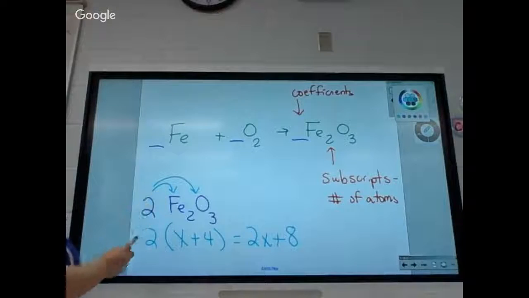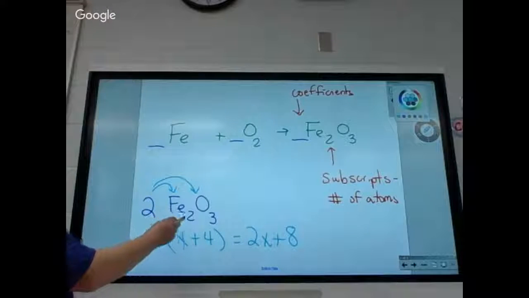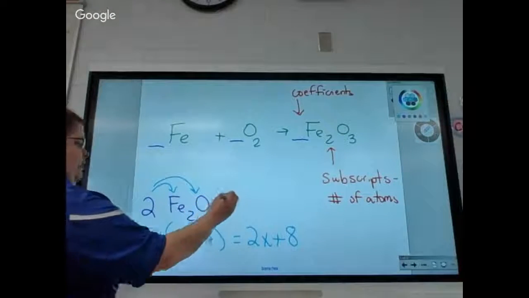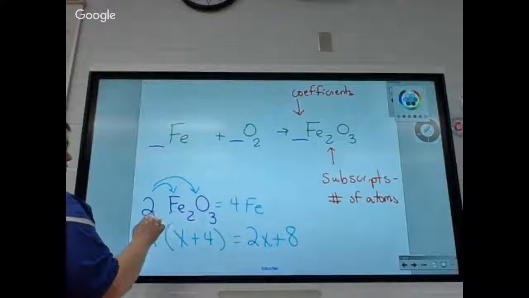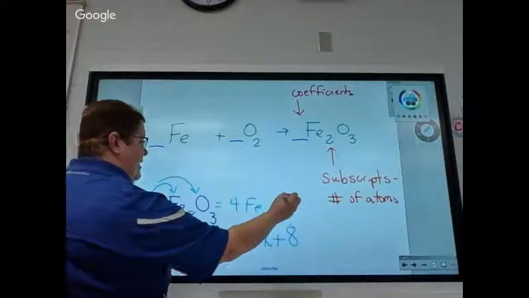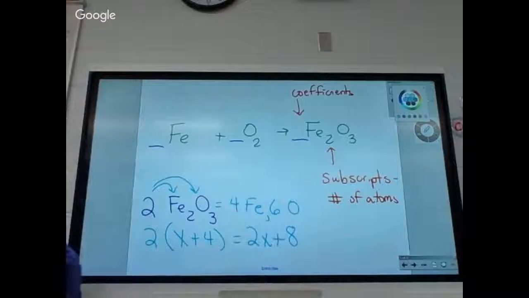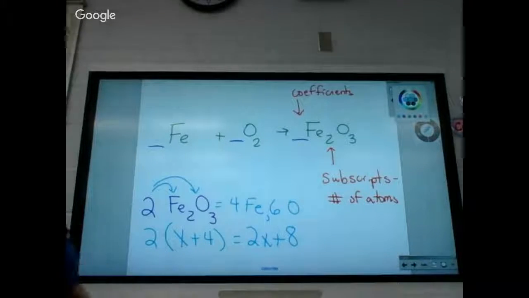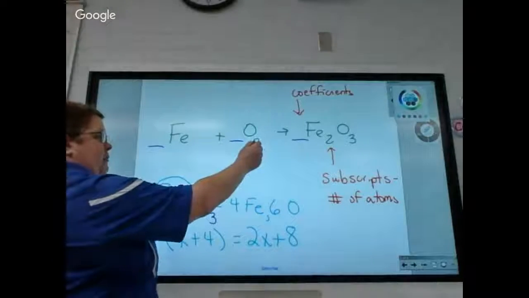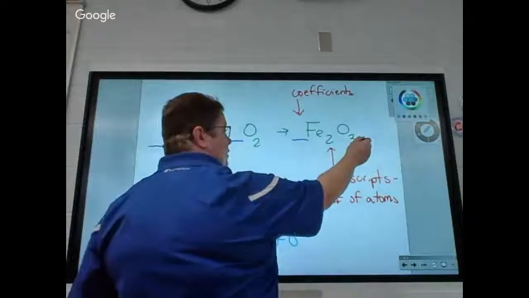How many irons do I make? 2 times 2 is, so I get 4 Fe's. I get how many O's? I get 6 oxygens, okay? That's how that works. Now, we have to get the same number on both sides. I'm just going to pick oxygen to start, just to give us an example today. How many O's are here? How many O's are here?